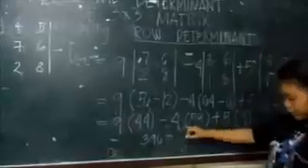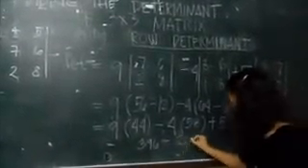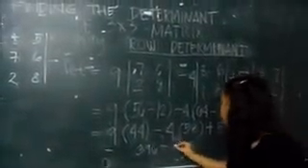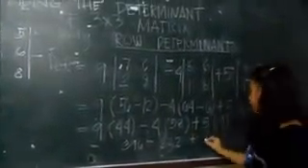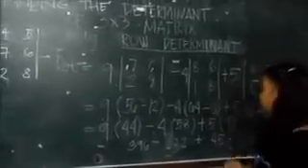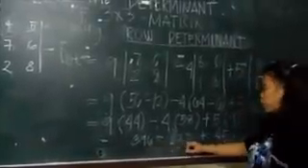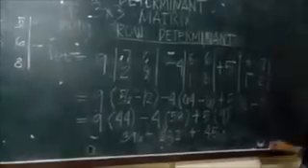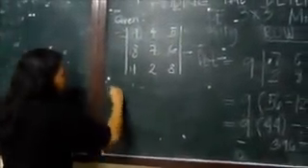Minus 4 times 58 equals 232. Plus 5 times 9 equals 45. So, 396 minus 232 plus 45. The determinant is positive 209.